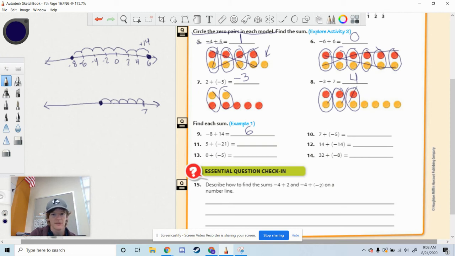We need to find out what this is. So here's 6, 5, 4, 3, 2. That'll be 2.